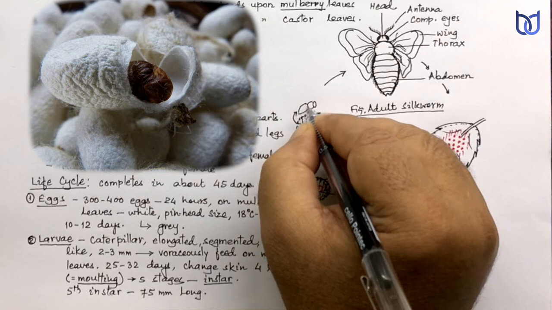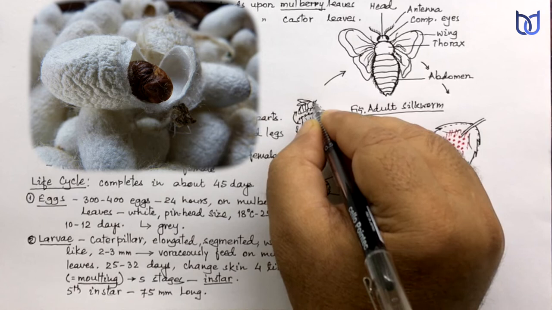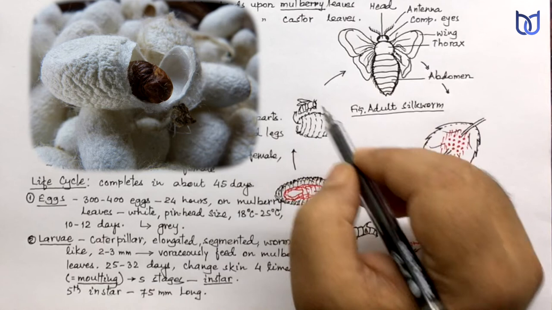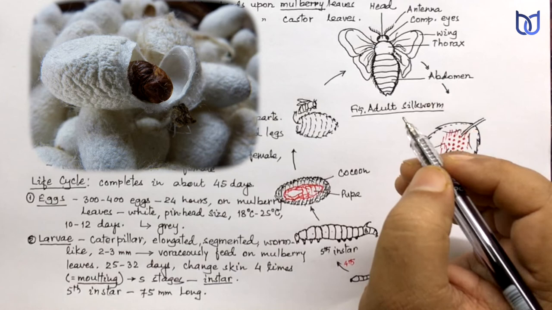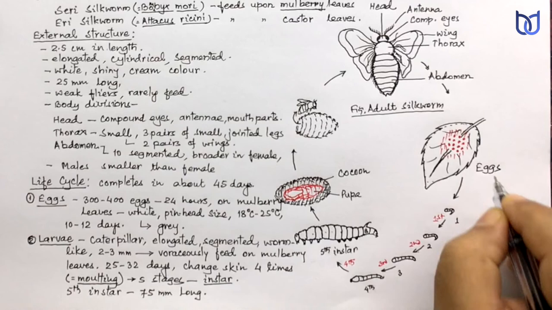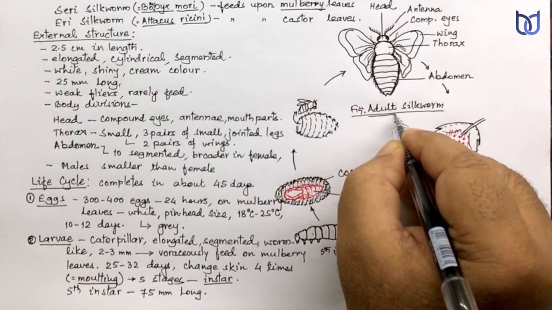It has a small body, small wings, and small legs. This young adult, newly formed adult, called imago, after drying the wings, starts flying and changes into mature adult. Thus, the entire life cycle shows four distinct stages. We say eggs, larva or larvae, pupa, and adult. This is all about the life cycle of silkworm.